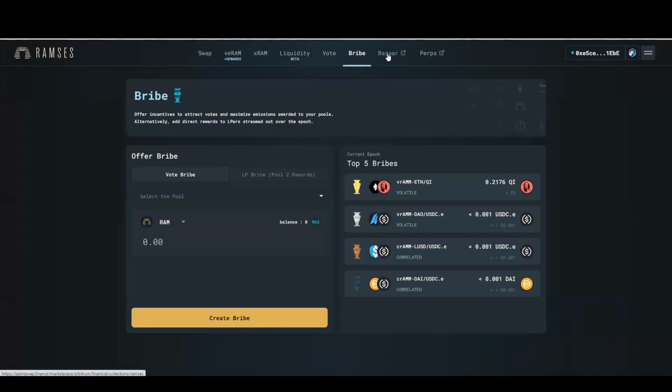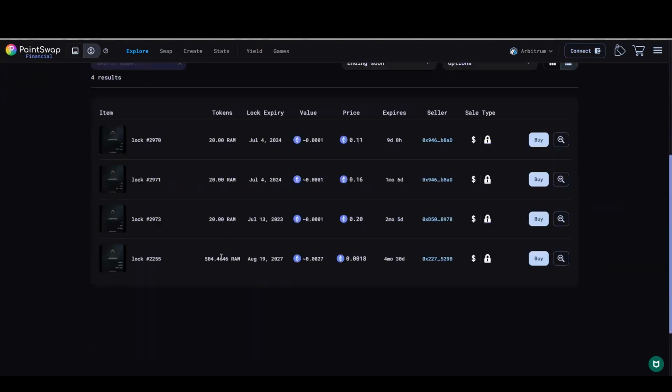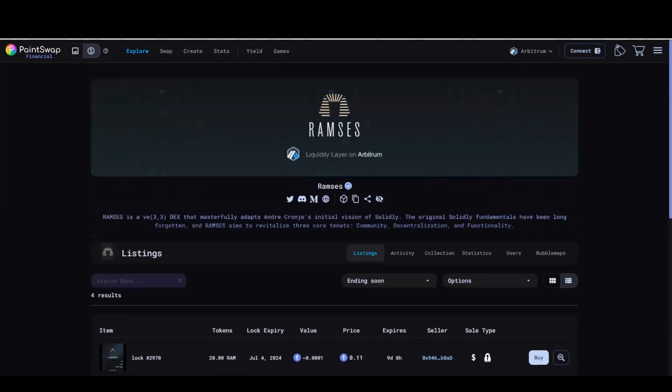There's a bazaar where you can buy older VE NFTs. But again, I think this is quite an interesting thing. If you look at PaintSwap here for the different market of what's available, there is diddly squat in here. You've got a grand total of 20 RAM and then a 504 RAM, which at current prices is like $4 worth of stuff. So nobody's really selling their larger positions.